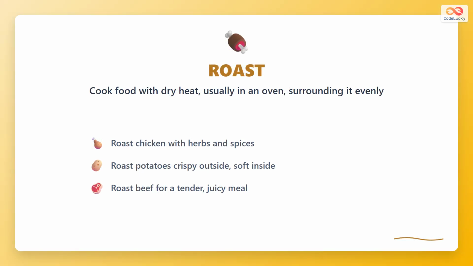Roasting uses dry heat to cook food evenly on all sides, often in an oven. It is often used for meats and vegetables. Roasting creates a crispy exterior while keeping the inside tender. Typical roasted foods are chicken, potatoes, and beef.